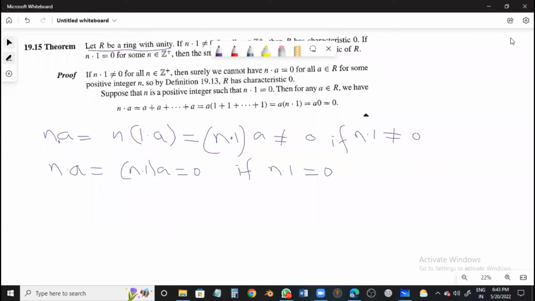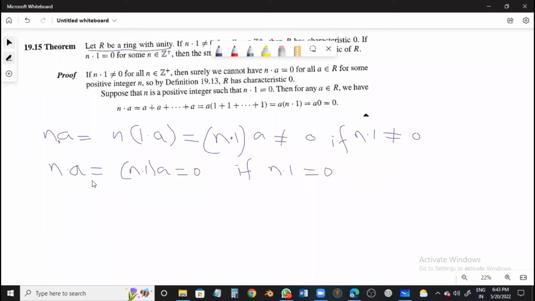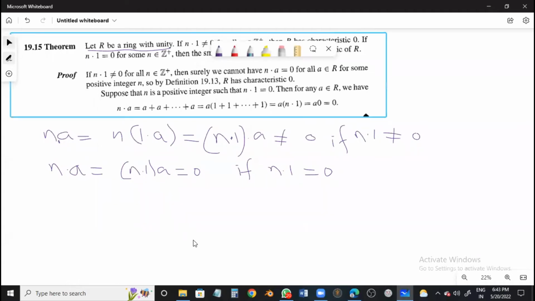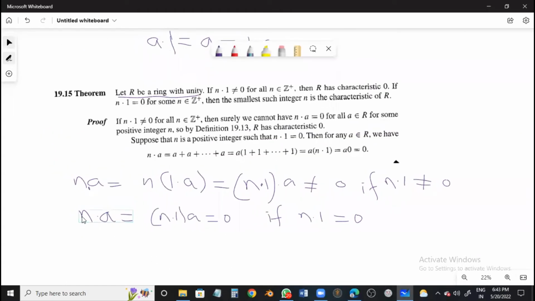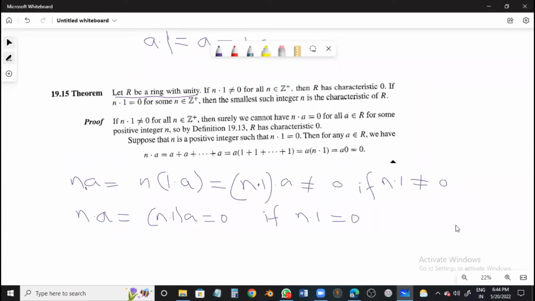Okay. So if n into 1 is 0, then in that case, this n into a will also be 0, and this will be true for every a, because there is no concern to a. It depends only on 1. So if n into 1 is 0, I can directly conclude that n into a will also be 0 for every a. And that is sufficient for me. And thus, I can decide that this n might be the characteristic. And all such n's I can record and see which is the smallest of all. I hope now you followed me.